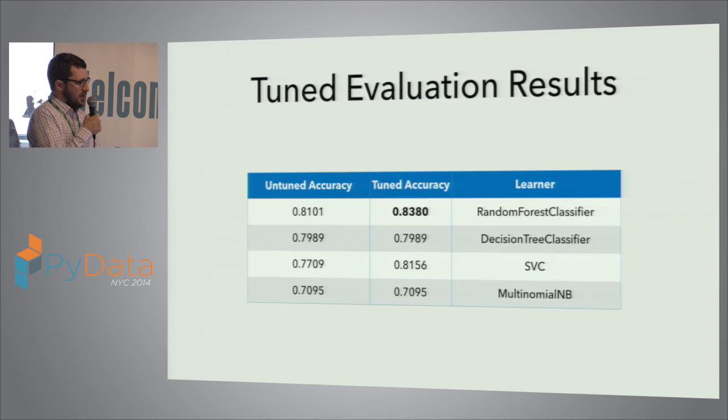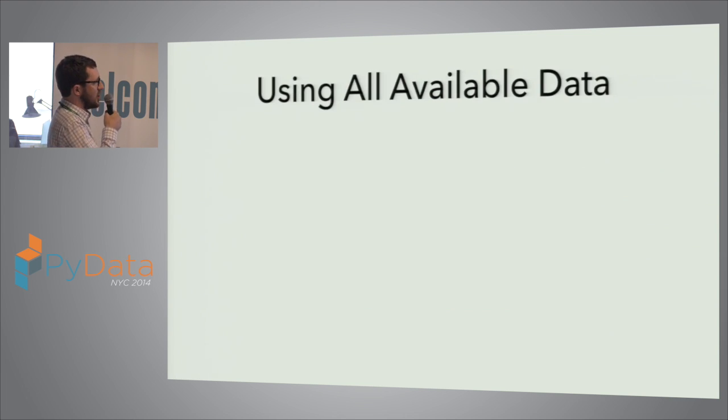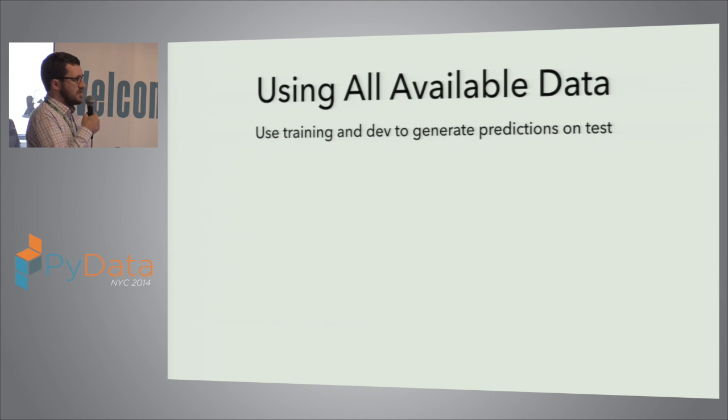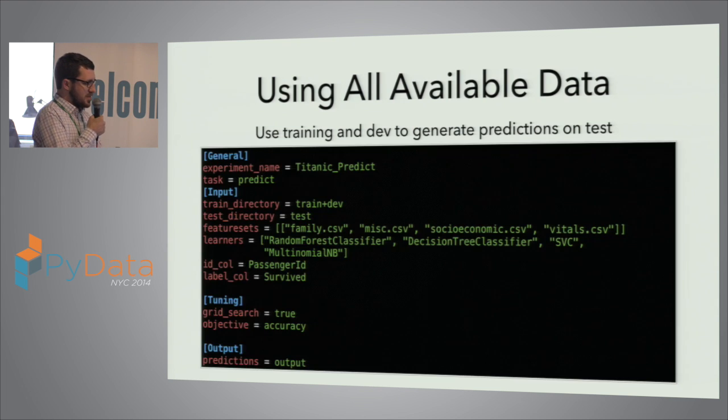So now that we have a rough idea how things are going to work, let's try and use all of the available data to generate predictions on the test set. Because in the end, if you're doing a Kaggle task, you want to actually have something you submit to Kaggle and have them tell you how well you did. So in this case, we just need to change the task in the general section to predict instead of evaluate like it was before. We've just modified the training directory to be train plus dev, which is the directory where we had both stored.